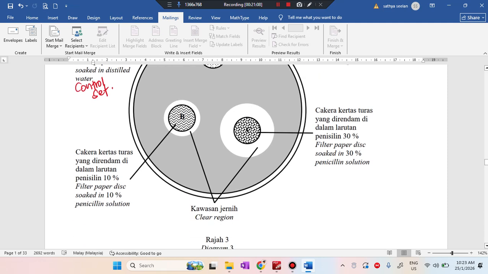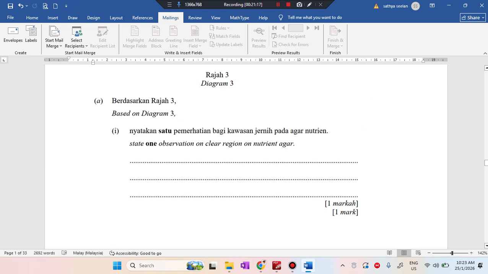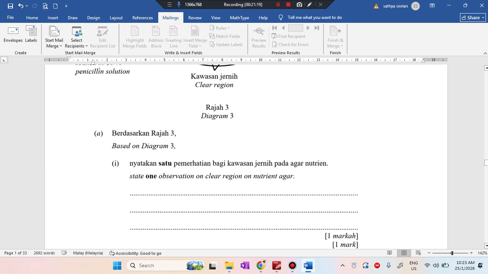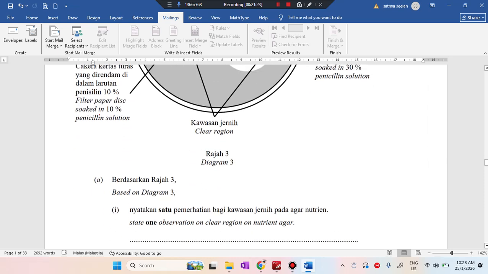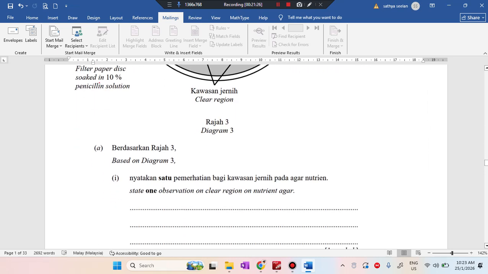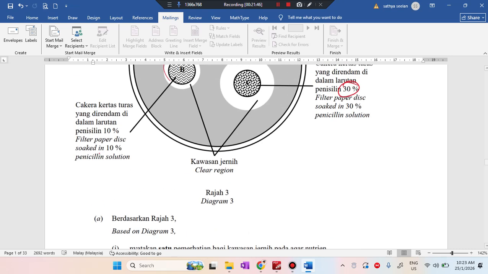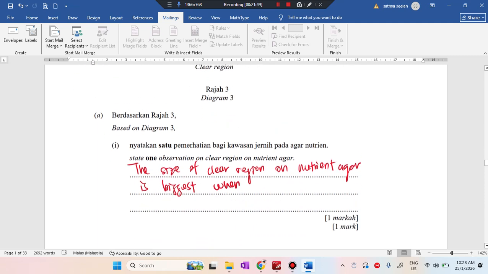Here the B is 10% penicillin, so smaller the clear area. C is 30%, so bigger the clear area, right? So what is the observation on clear region on nutrient agar? So you choose the biggest one. Okay, so the size of clear region on nutrient agar is biggest when you take filter paper disc soaked in 30% penicillin solution.